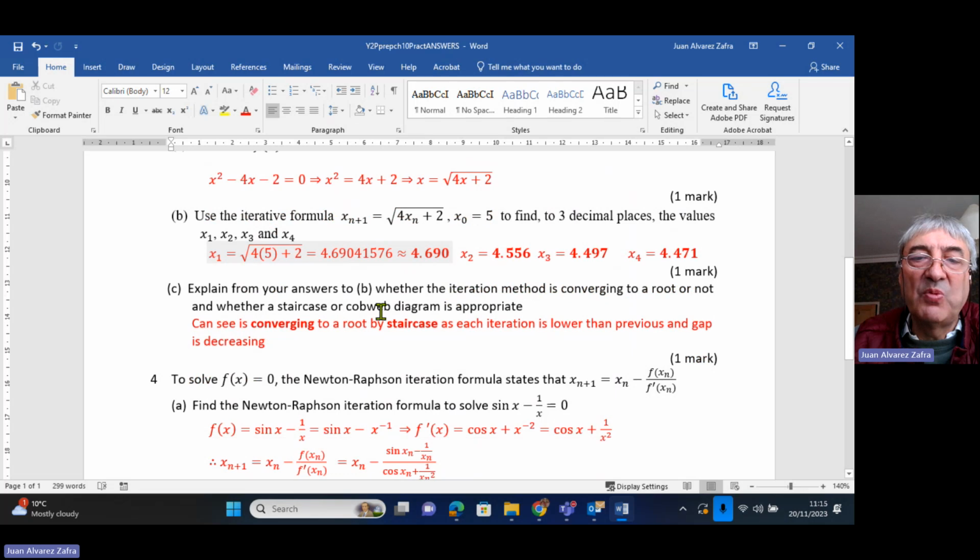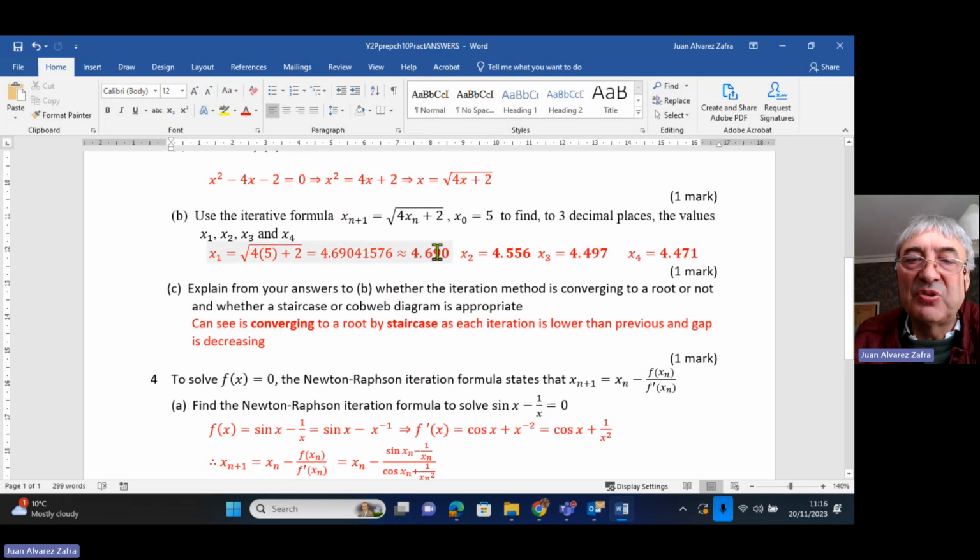And then we're asked to explain whether this iterative method is converging. The other alternative would be diverging, and whether, if it's converging, it's via staircase or cobweb diagram. We can see that it's probably converging because the gap between the values is decreasing. And so for the x equals g of x method, that's a strong indicator that it's going to be converging.